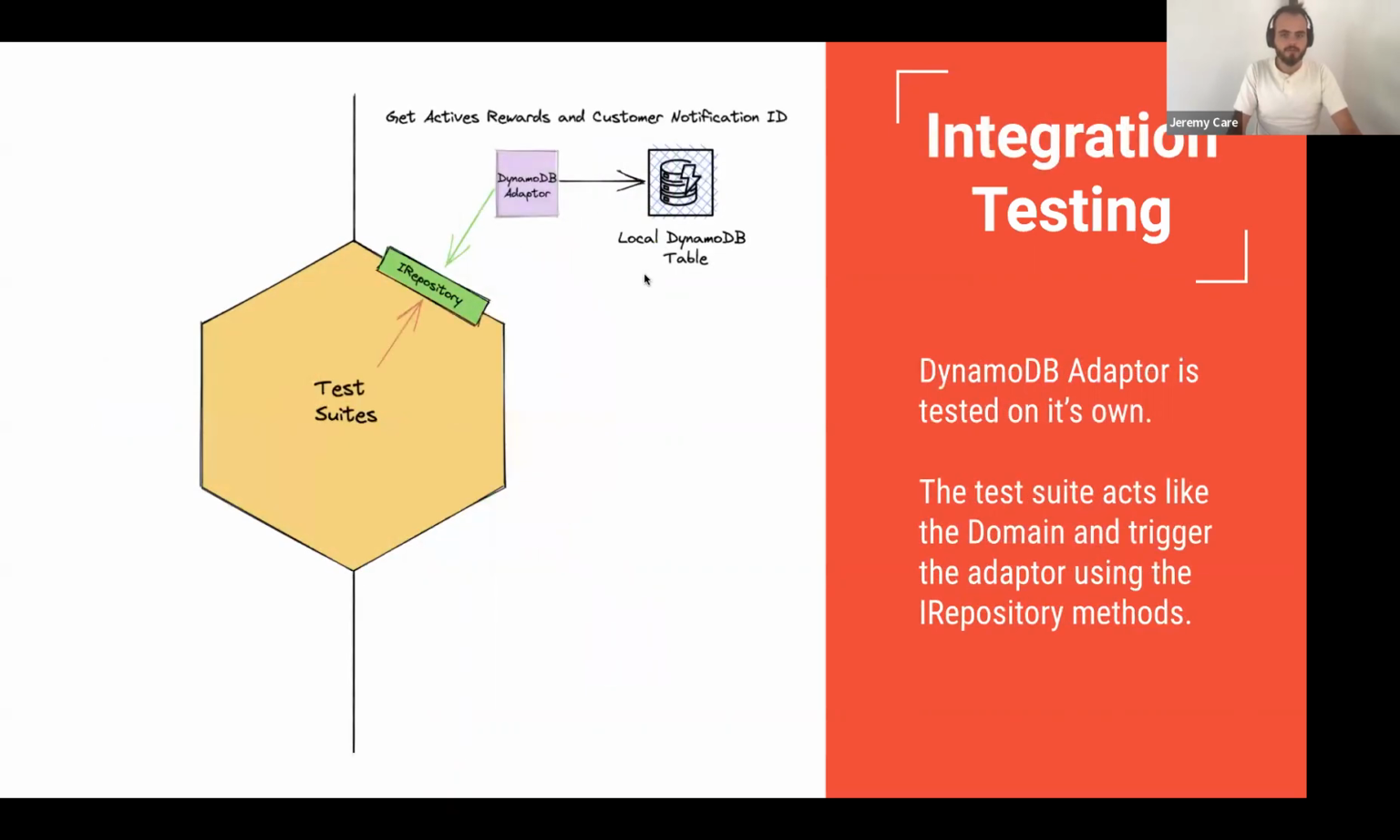Now we go over the adapters and adapter integration testing. Here we want to test the DynamoDB table and the adapter that implements the repository. So we will have our test suites that behave as a domain, invoke the functions exposed in this interface, and verify that our adapter is behaving as we want.